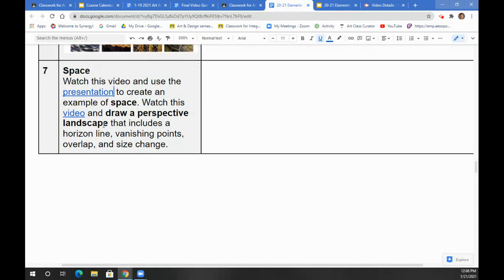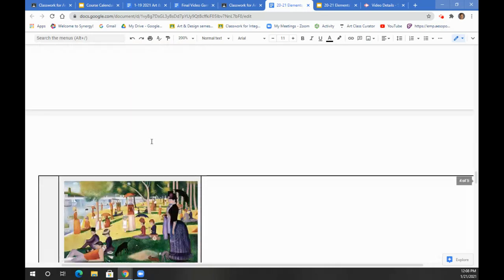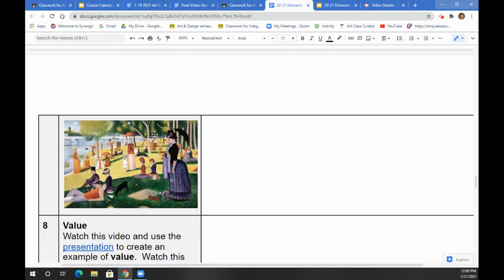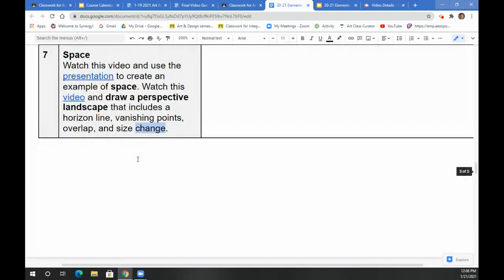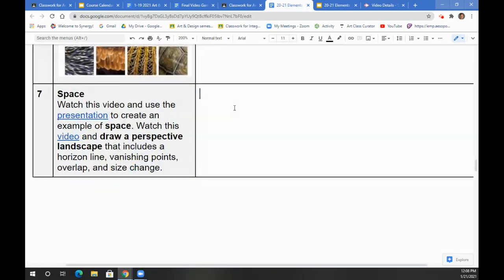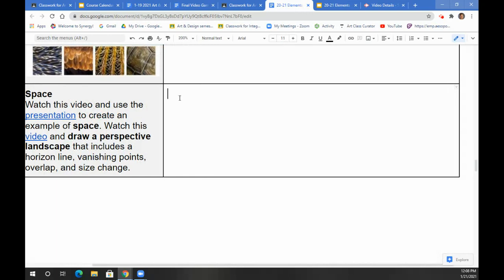Now that we've seen some different examples of space, let's answer the question. You're going to be watching this video and draw a perspective landscape. This perspective landscape is going to include a horizon line, vanishing points, examples of overlap, as well as size change. This video here is going to be focusing on how to create perspective or space two-dimensionally. Once you're done with your artwork, insert the photograph into the right column here.